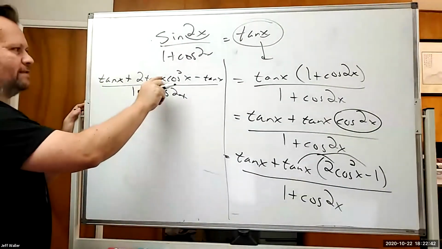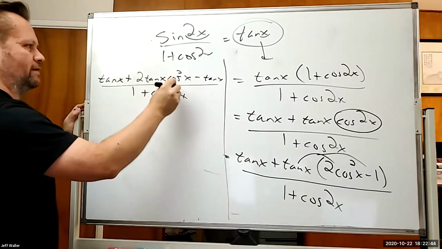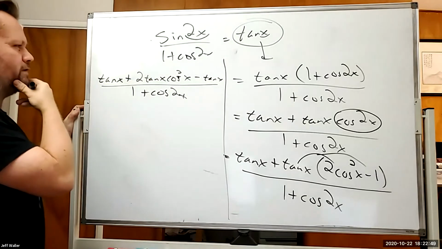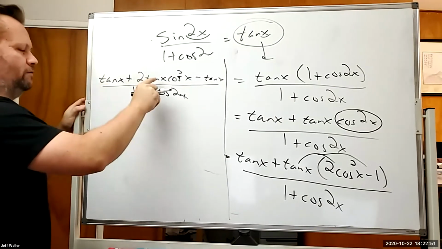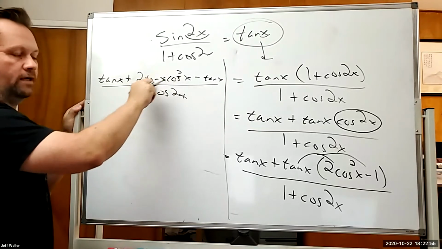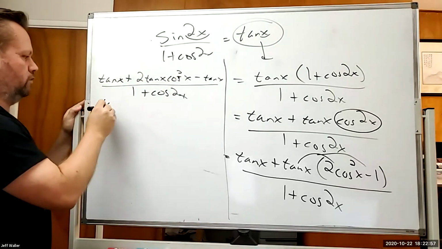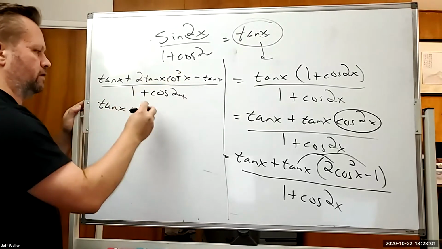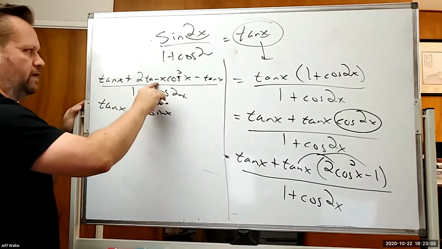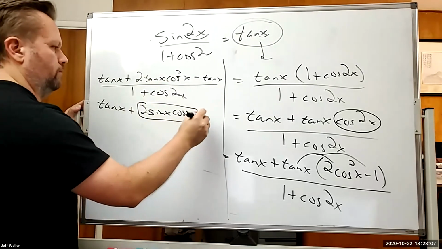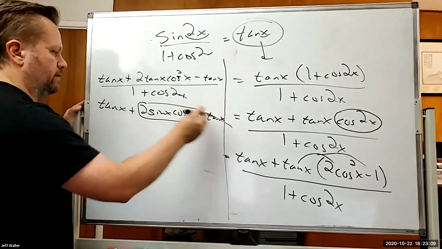What's tangent x times cosine x? Did I do this right? Yeah, I did. Sine over cosine. So one of the cosines cancels. So it'll be tangent x plus 2, and a cosine cancels the cosine. So there's a sine from the top of the tangent left, and one of the cosines is left. That looks interesting. And then these kill each other.